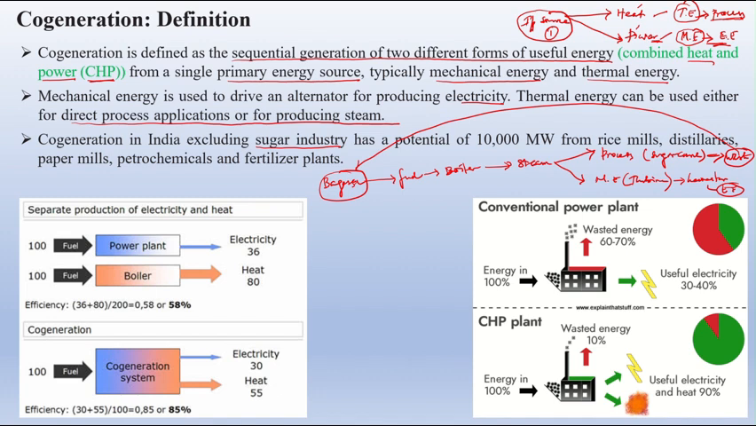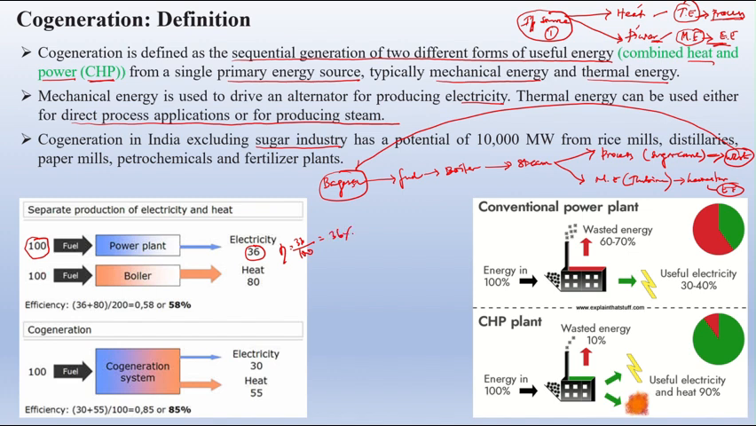So why do we move to cogeneration? In the following figure, 100 percent of fuel is given and we are getting 36 percent of electricity. So the efficiency is output by input, that is 36 by 100, which is 36%.